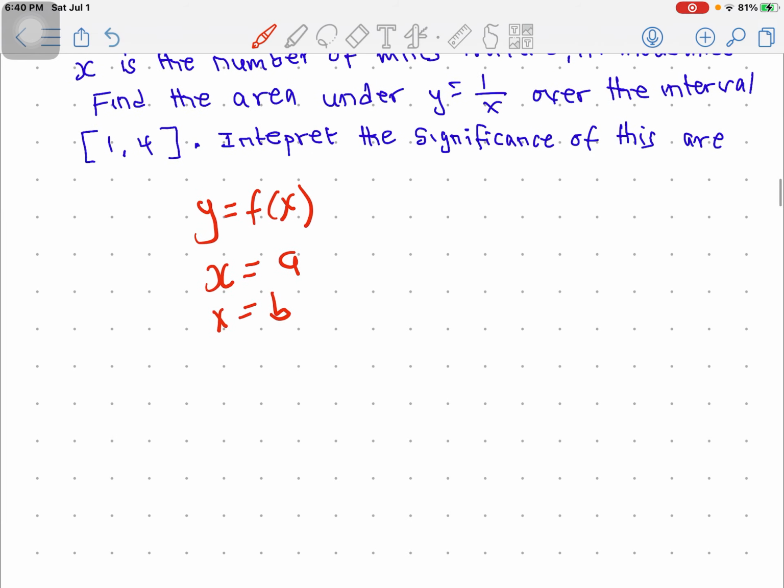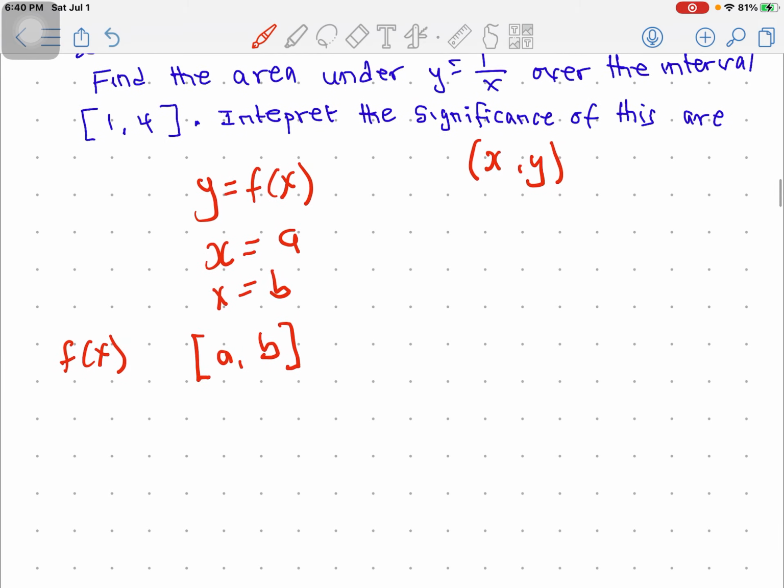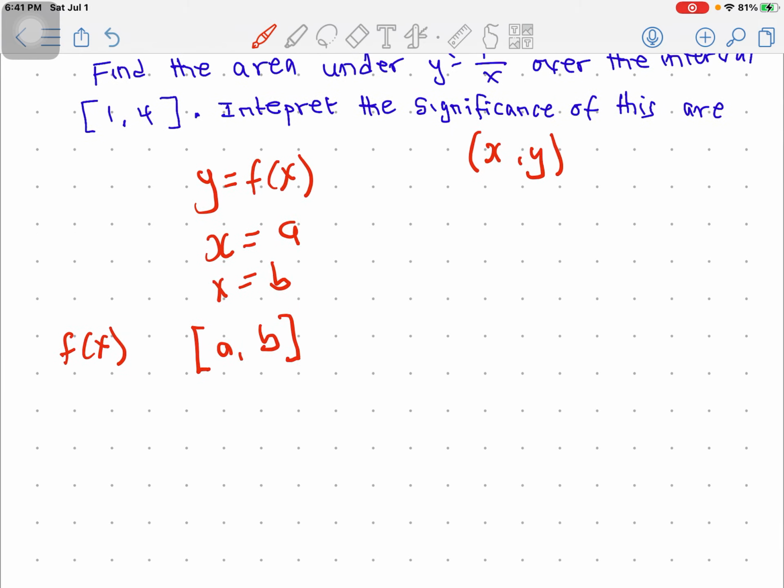So for instance, let f of x be a continuous real valued function on the interval a to b. As you have learned already in SHS, when you have x and y, it means that a represents the x value and b represents the y value. So let f of x represent a continuous real valued function on the interval a to b.